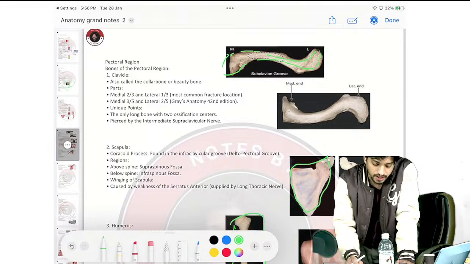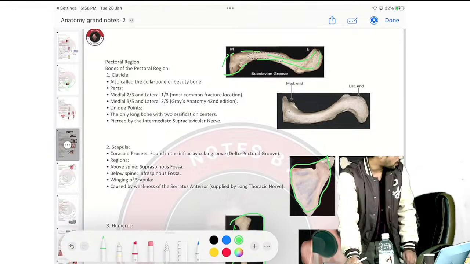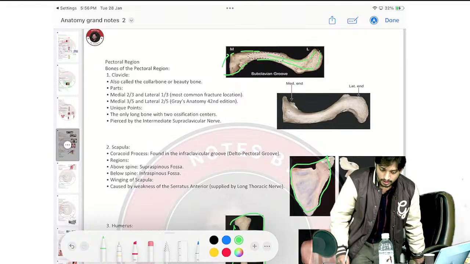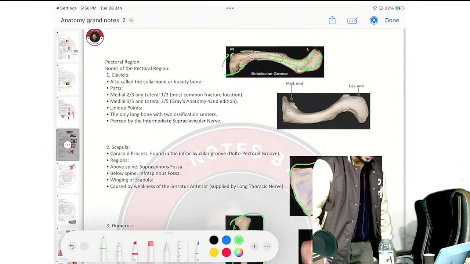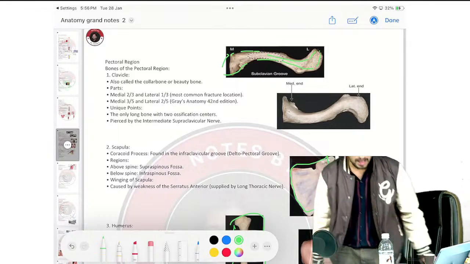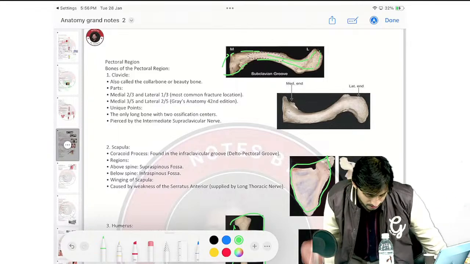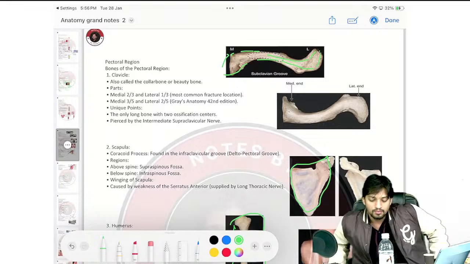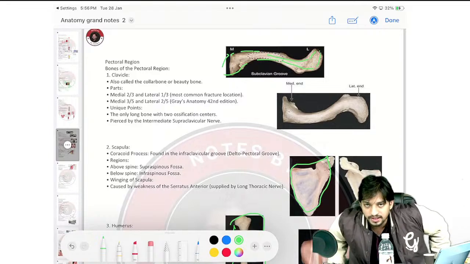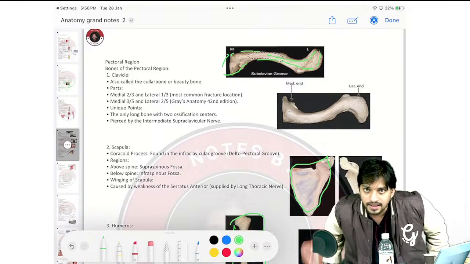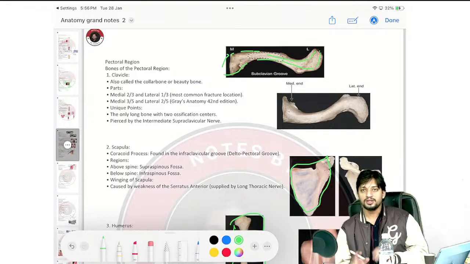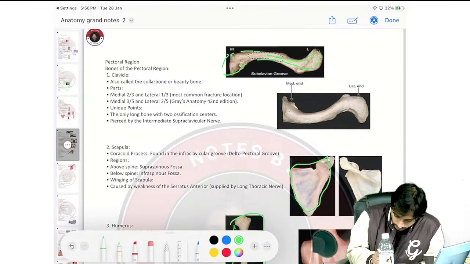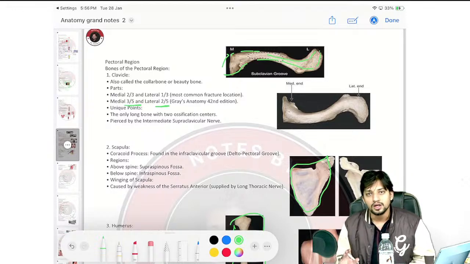Coming here, the clavicle is also called the collarbone and the beauty bone. The parts of the clavicle are generally the medial 2/3 and lateral 1/3. Most of the books tell this, but in the latest edition of Gray's Anatomy, they are now mentioning medial 3/5 and lateral 2/5.